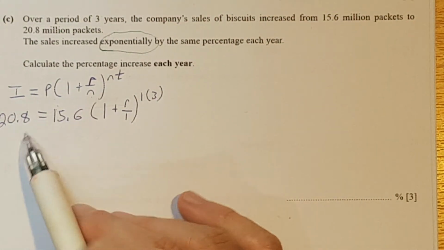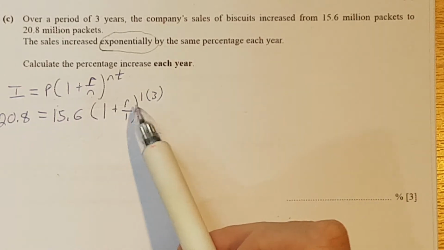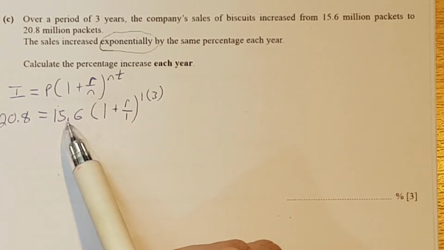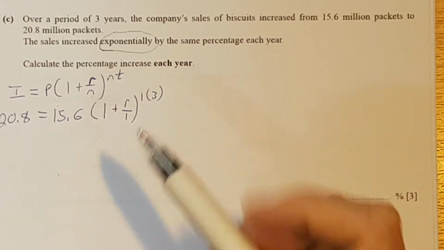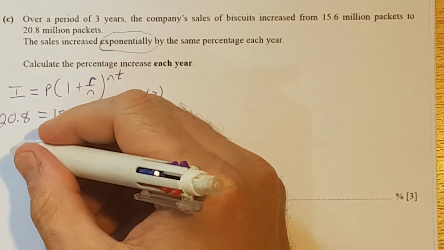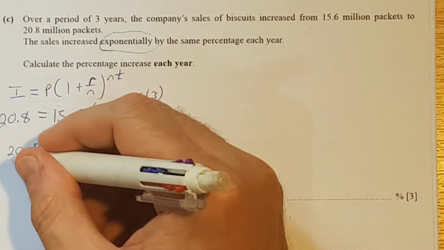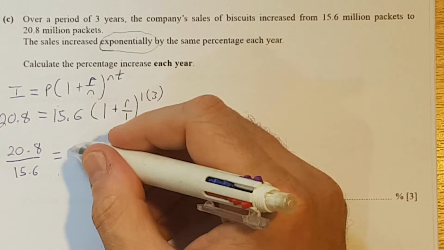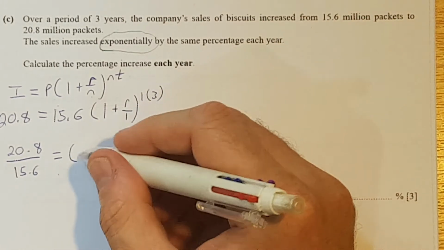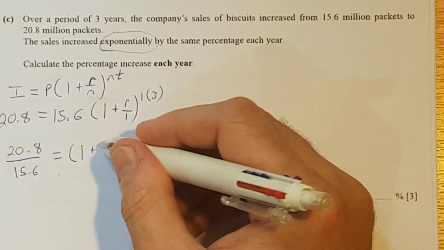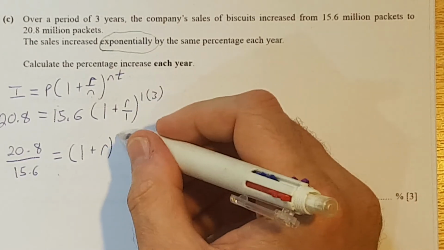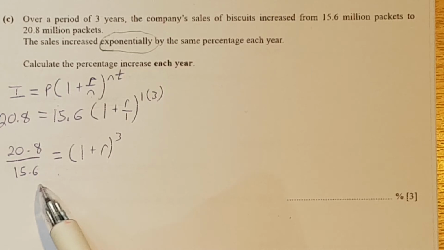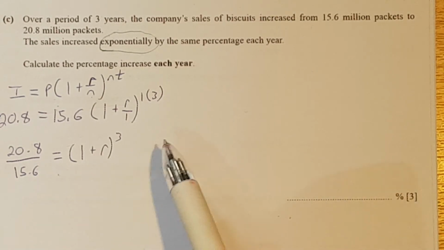So we have an equation here where R is kind of buried in it. That's okay. Let's start moving stuff away from that R. The first thing is that 15.6. We can divide both sides by 15.6, and we'll get 20.8 divided by 15.6 is equal to, and then what's left over on the right side here is 1 plus R divided by 1 is just R. 1 times 3 is just 3. Okay, so I have 20.8 divided by 15.6 equals (1 plus R) to the third power.